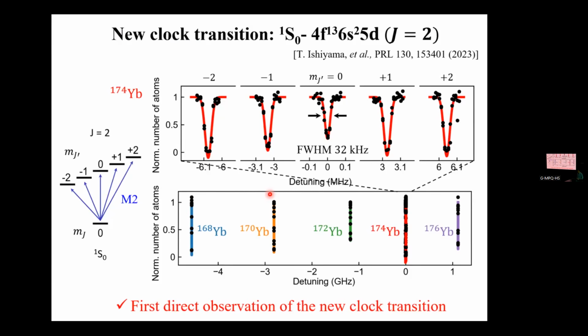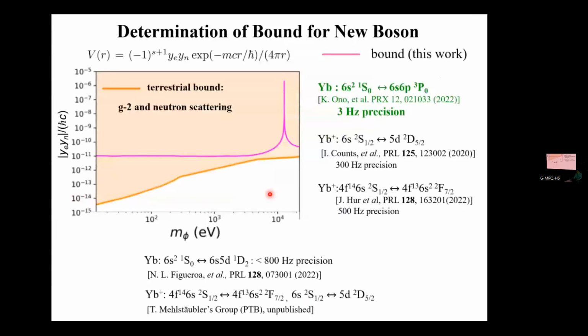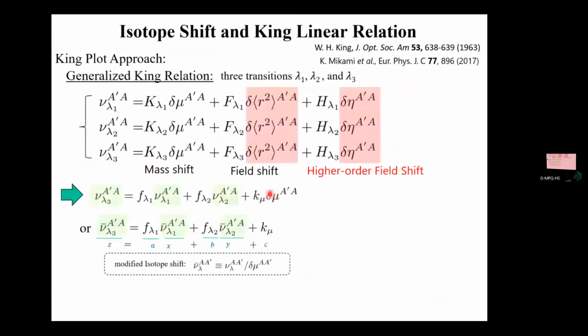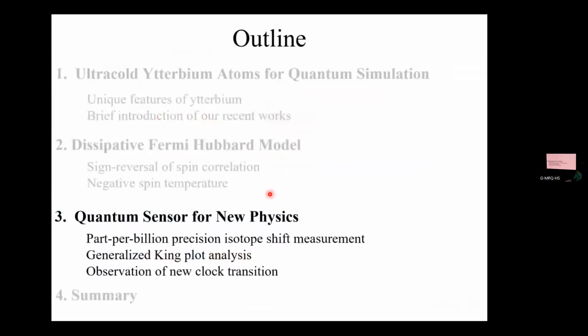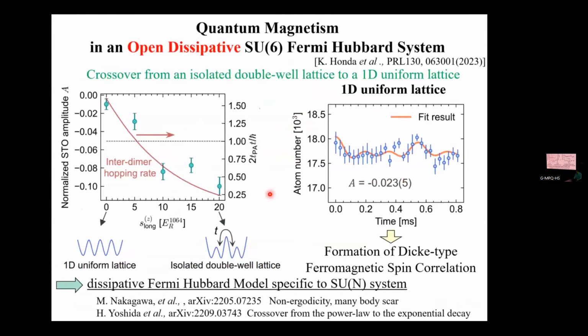We have another question on the dissipative Hubbard systems that you had. You were calling this the Dicke type ferromagnetism. Can you explain a bit more why you call it Dicke type?